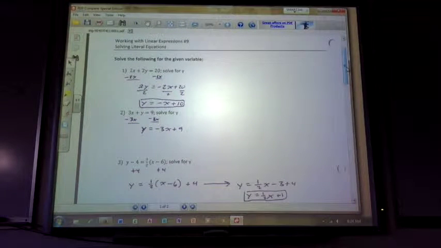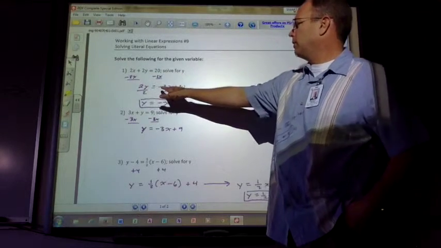when you solve these, you want to get y by itself, or whatever the variable is that you're solving for, by itself. And so problem number one, we subtract 2x from both sides. And some of you might say, well, why can't I combine the 20 and the minus 2x? It's because they're not like terms. You can't add or subtract them. So you just have to write it. So if you subtract 2x from both sides, it comes down.